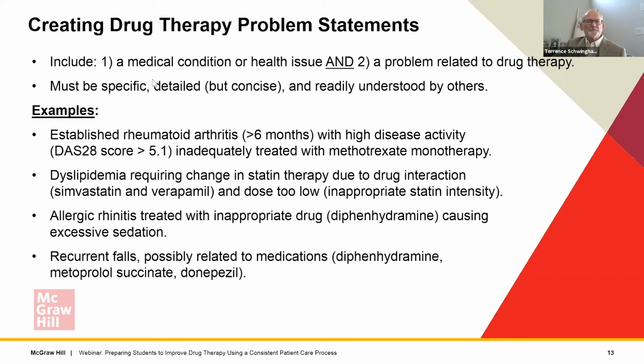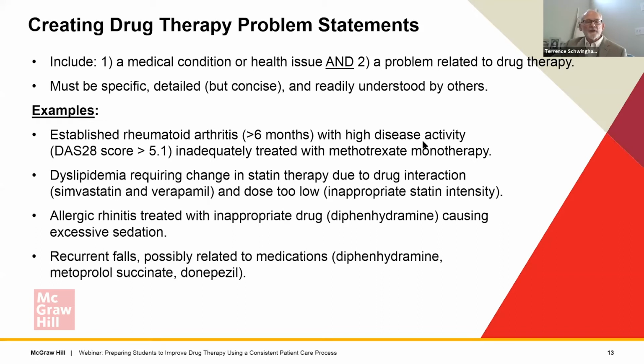recommendations, for example. Here are several examples of different kinds of drug therapy problem statements that I took from the casebook that I thought were well written. A patient has established rheumatoid arthritis, established meaning greater than 6 months. They have high disease activity, a disease activity 28 score of greater than 5.1, and they're inadequately treated with methotrexate therapy. So this is an awesome statement because it indicates a disease duration, its severity, and the effectiveness or ineffectiveness of the current drug therapy.